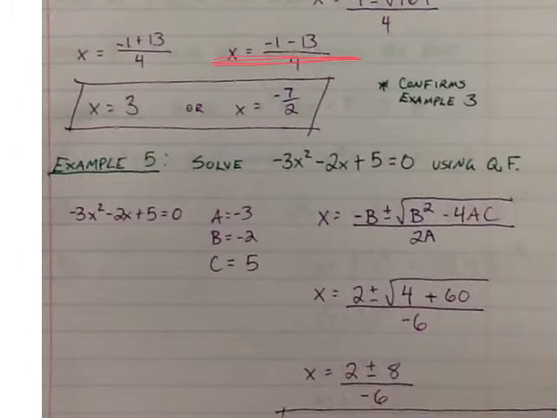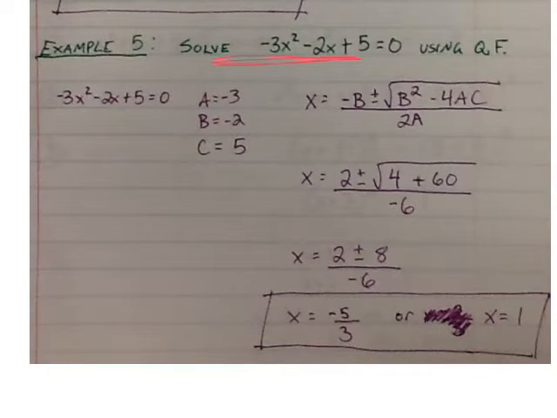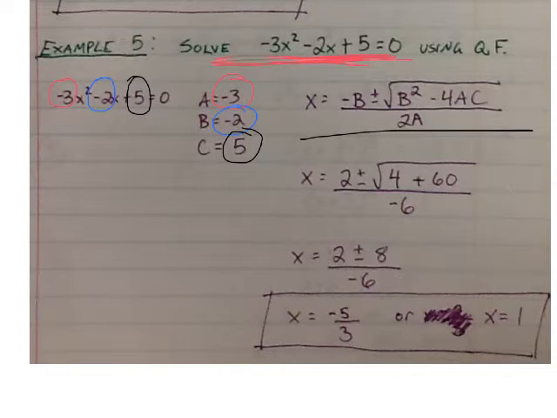Down here, example 5 says solve negative 3x squared minus 2x plus 5 equals 0. And what we've got is an a value of -3, a b value of -2, and a c value of +5. Take our quadratic formula and plug those values into the appropriate spots, simplify it all down, and we arrive at the two answers of -5/3 and 1.